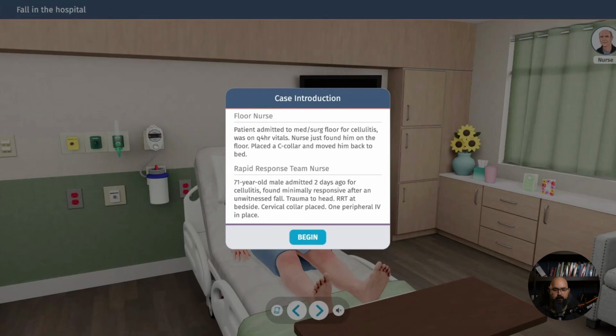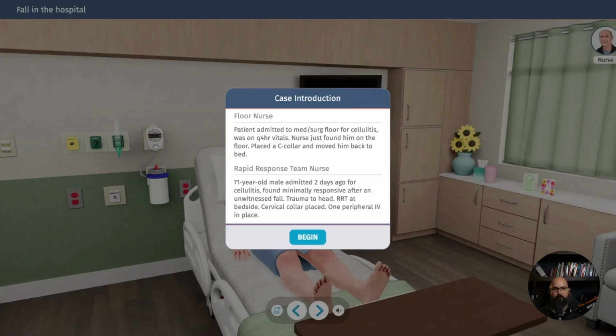Rapid response team nurse: 71-year-old male admitted 2 days ago for cellulitis, found minimally responsive after an unwitnessed fall, trauma to head, RRT at bedside, cervical collar placed, one peripheral IV in place. So this is already lining up to be a bummer. And honestly, there's a couple problems with it straight away. One of them is, and this is maybe a little bit subjective, but where it says placed a C-collar and moved him back to the bed.